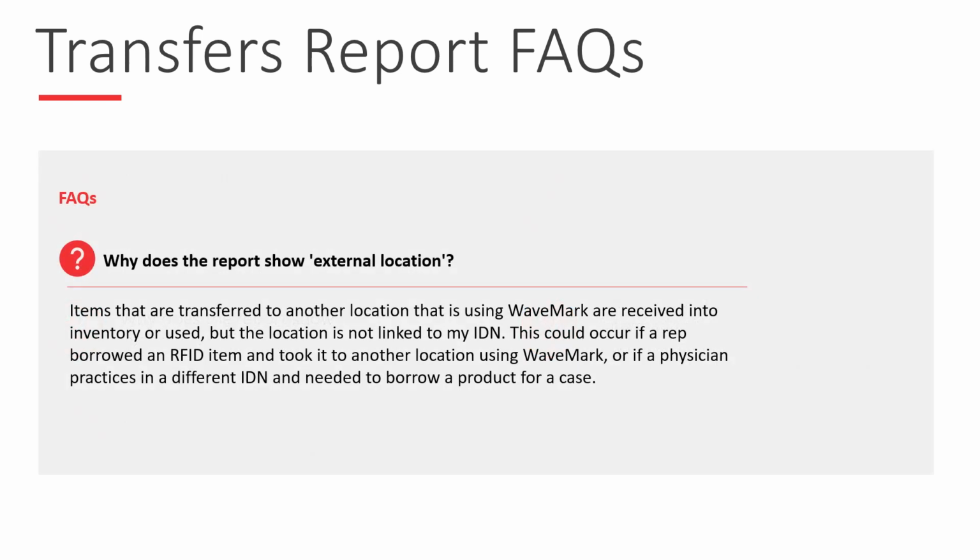Why does the report show external location? This is where items transferred to another location that is using WaveMark are received into inventory or used, but the location is not linked to the IDN. This could occur if a rep borrowed an RFID item and took it to another location using WaveMark, or if a physician practices in a different IDN and needed to borrow a product for a case.